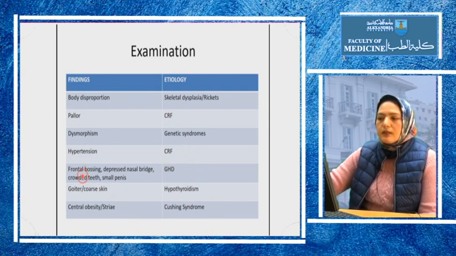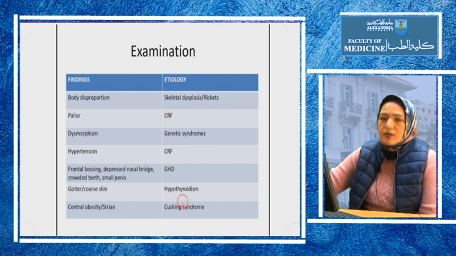Some of these patients with growth hormone deficiency, especially the idiopathic or genetic growth hormone deficiency, may present with some of the clinical features, facial features including frontal bossing, the depressed nasal bridge, small penis and crowded teeth. Hypothyroidism, as we mentioned before. By examination, you may find goiter.